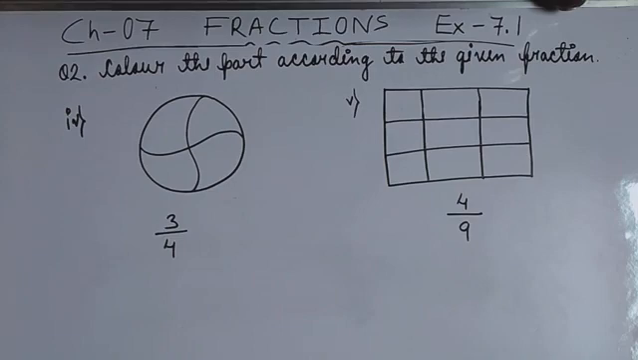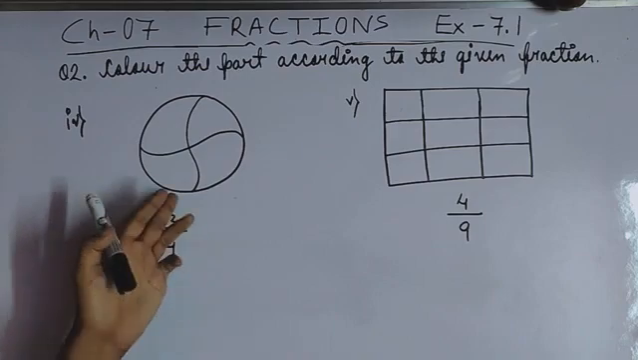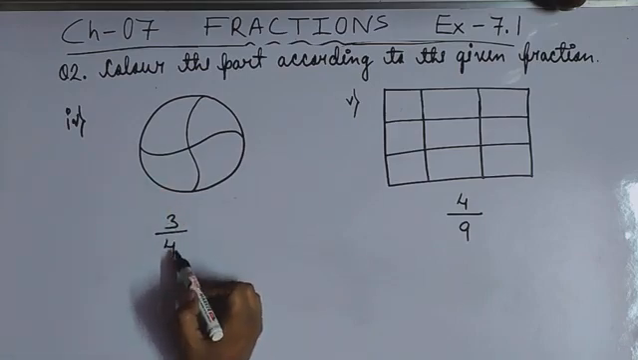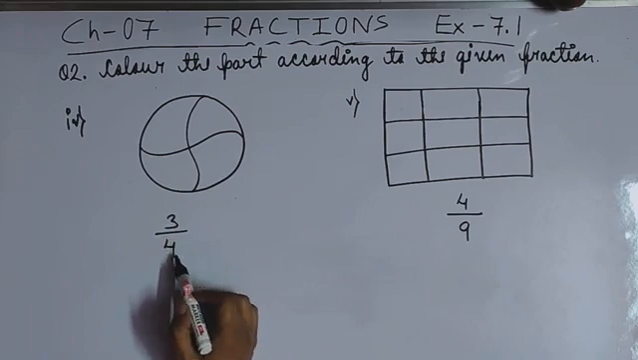Now this is question number 2 of your exercise 7.1. Question number 2 says color the part according to the given fraction. You have to color the figure which is given to you, and below this figure a fraction is given. You have to color the figure according to the given fraction. If you see, the fraction is 3/4. In the denominator there is 4. This means that the figure has to be divided into 4 equal parts.